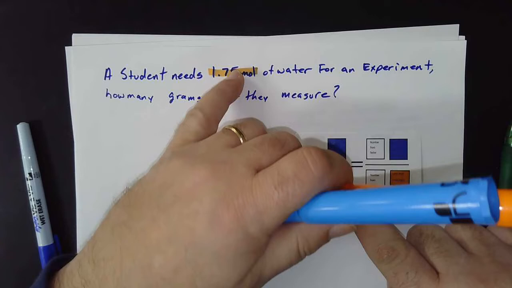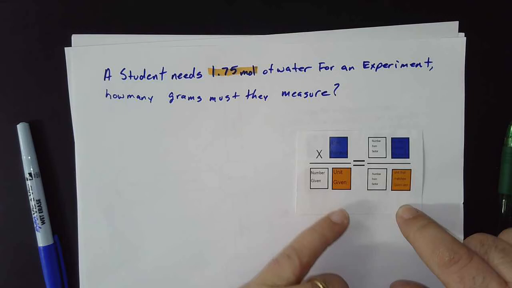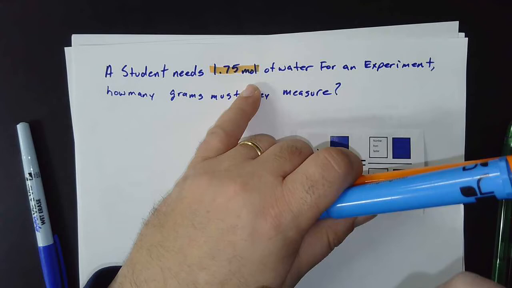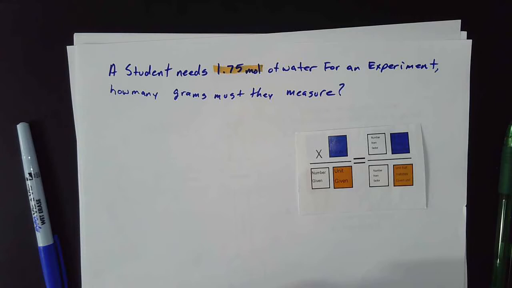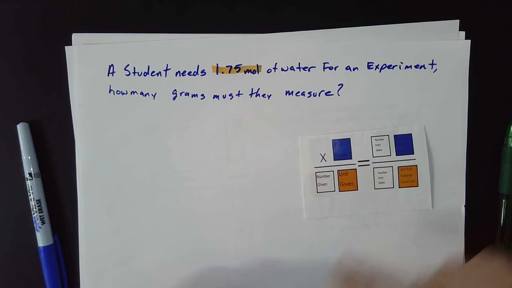So wherever that unit is orange in my proportion, I need to have that unit there. However I get there, I need that unit. Okay, the white ones are different. The white ones, I'll show you that in a second. But the orange unit is always going to go, in this case, on the bottom.